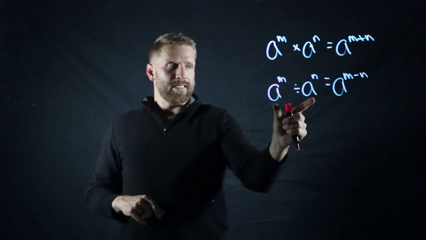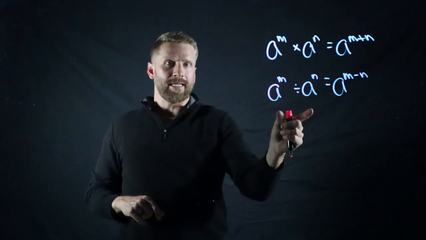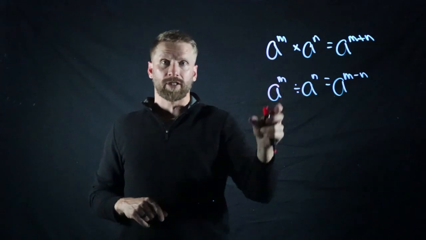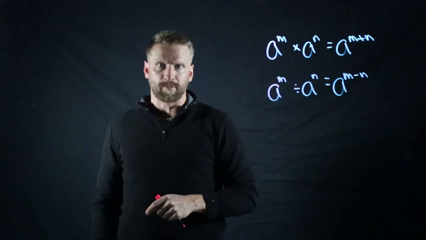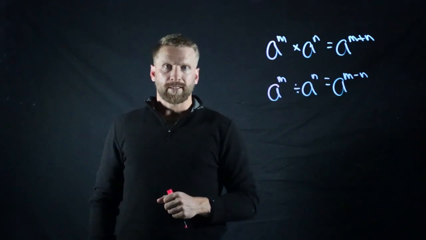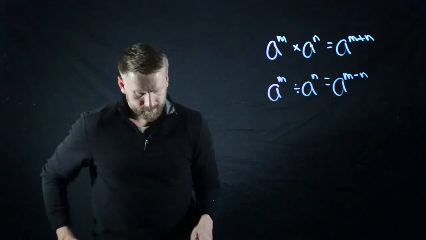Again, I'm using a to the m and a to the n. A base of a suggests both of these numbers, when substituted, must be the same. My base remains the same, and I just subtract the exponents. Again, let's take a look at a few examples to show what this looks like.